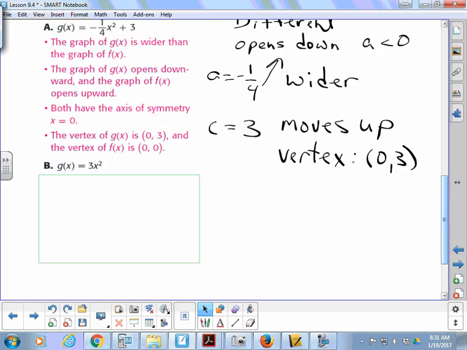So for letter B here, g of x equals 3x squared. Looking at A and C, well, hey, that's great. There is no C, right? So it doesn't move it up or down. It's going to have the same vertex. The vertex is going to be the same. But what's different? Think about the things that are the same.